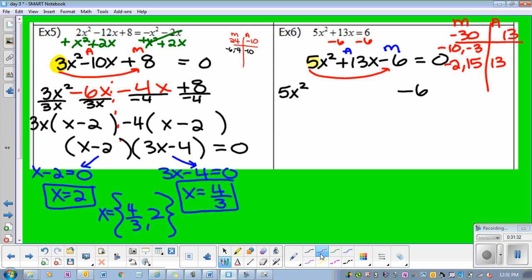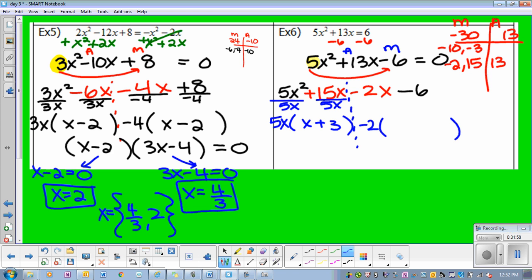Not that you have to, because maybe you don't like the negative being in the front, so then you're just going to put the negative 2x first so you don't have to deal with the negative. I don't know, okay? But I'm going to go with 15x. I'm going to put the negative 2 with the 6, okay? So then we have 5x that comes out on the left. Negative 2 comes out on the right.